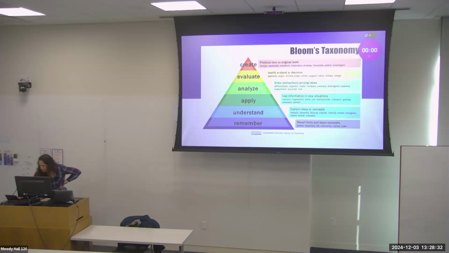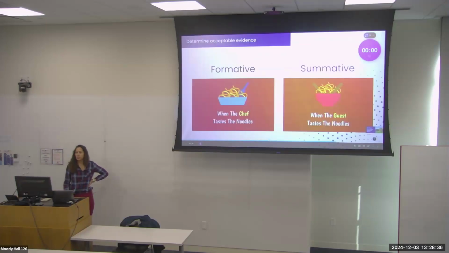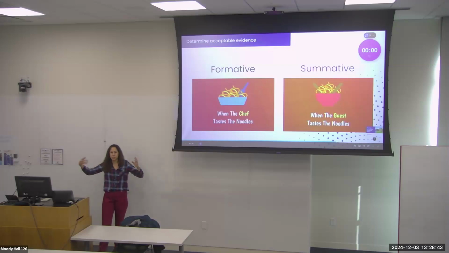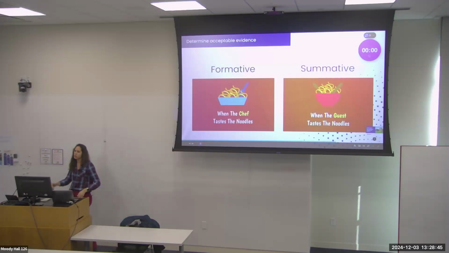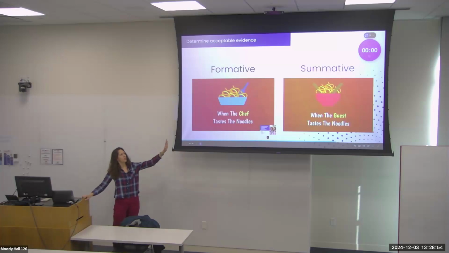So now the second step, determining the acceptable evidence, right? You think about the assessment strategy, how you're going to evaluate. Whenever you're thinking about the activities that you're going to require your students to do, you need to think about the idea of formative and summative assessments, right?